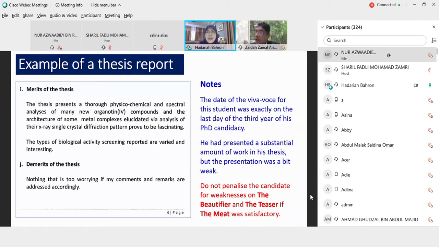Do not unnecessarily fail a student. Remember, you do not penalize the candidate for the weakness in chapters that are not the meat. If the meat is good, no matter how ugly is the beautifier, no matter how boring is the teaser, don't fail him. Just get him to address that thing. Yeah? Okay, that is the important point.